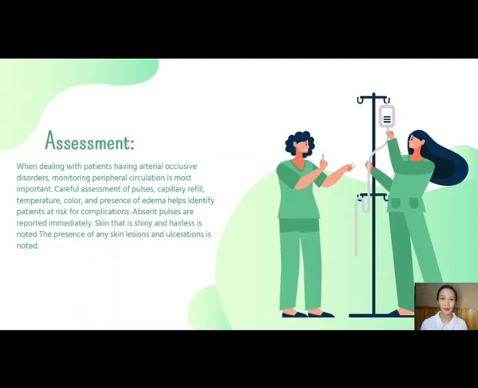For the assessment, when dealing with patients having arterial occlusive disorders, monitoring the peripheral circulation is most important. Careful assessment of pulses, capillary refill, temperature, color, and presence of edema helps identify patients at risk for complications. If there is an absence of pulses, it should be reported immediately. If the skin is shiny and hairless, it indicates diminished blood flow to the extremity. Any skin lesions and ulcerations should be noted as well.